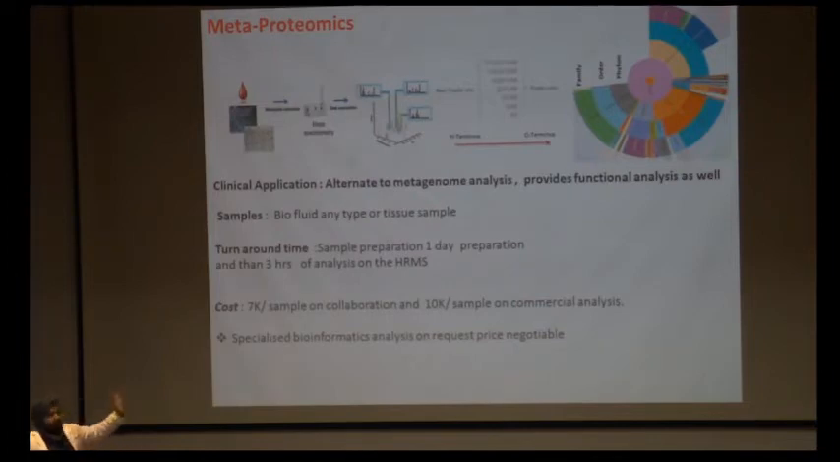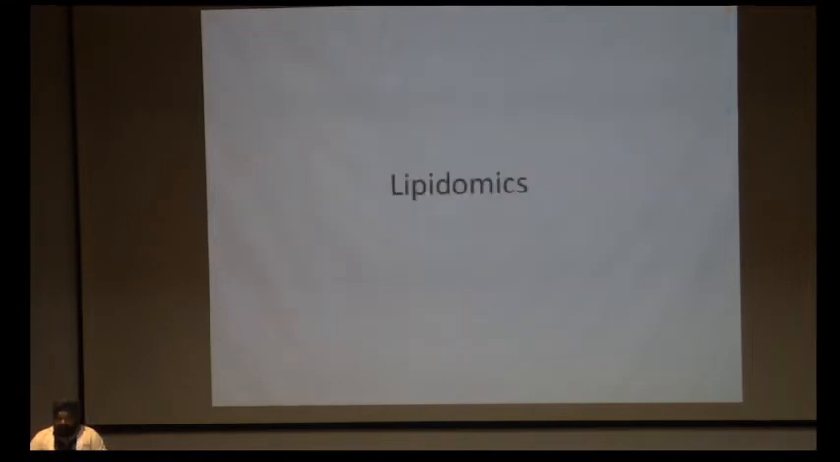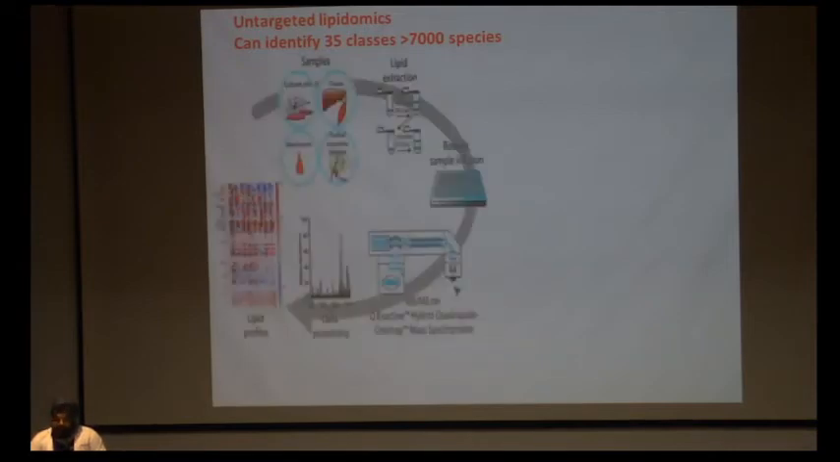So we have the neutrophil whole metagenome type available with us, and like this we have done macrophages, we have done blood, we have done extracellular vesicles. So we have lots of data which is coming up, and very exciting data which are coming up in the laboratory. So we have done lipidomics, which is very difficult, but we have tried our best. We can identify 35 classes, which is greater than 7,000 lipid species.